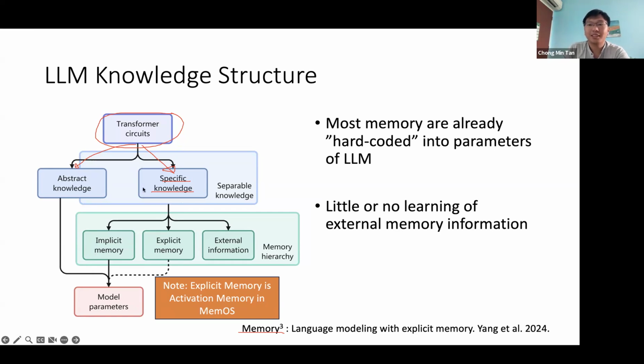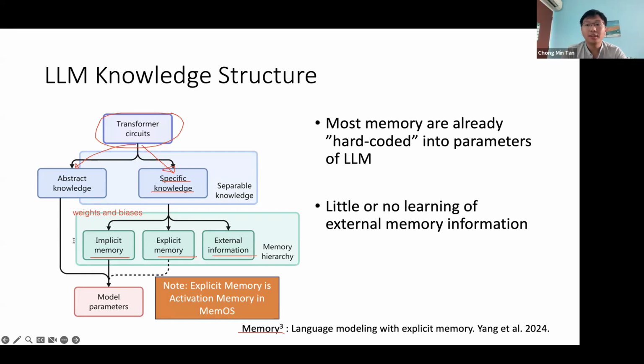I think in general, people can accept that there's abstract knowledge, which applies to all kinds of things, and specific knowledge, which is separated by domain. In this specific knowledge, they even split into more things like implicit memory, explicit memory, and external information. Implicit memory is stuff that is already in the parameters of the large language model, like your weights and biases, which might already contain information about that topic. For example, if you ask, how do I code in Python? Chances are your large language model, having been trained on GitHub code, would already know how to code something. But it may not be up to date.